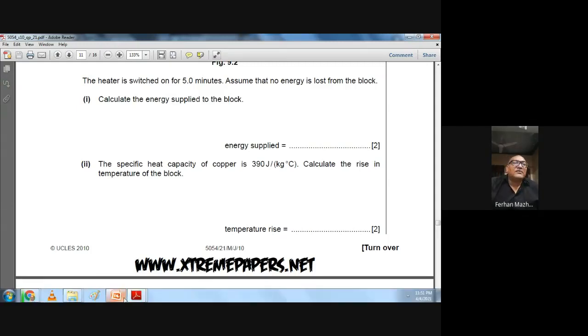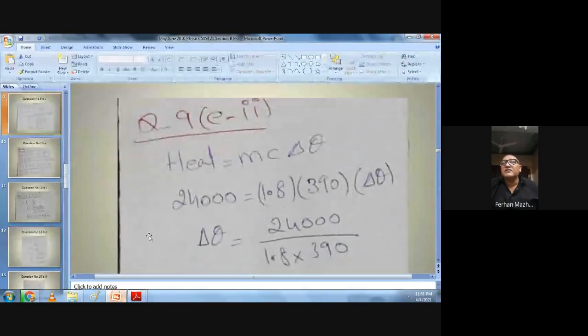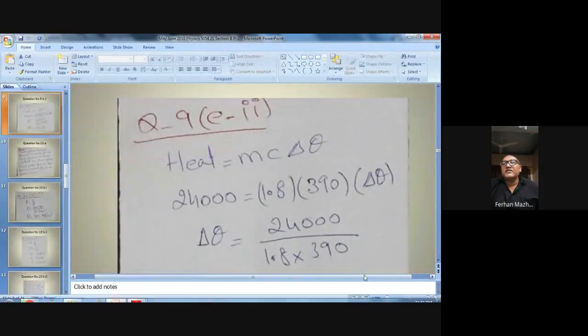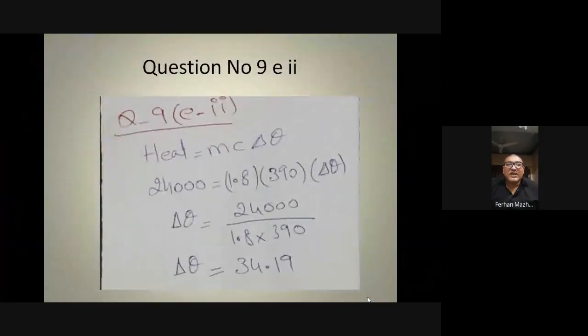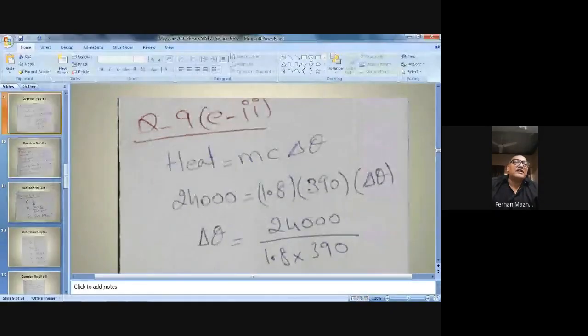So let me show you my work, and here we come. Let me increase the size. So heat is equal to mc delta theta. Heat is 24,000. m is 1.8 kg. And the c value is 390. Delta theta is the question, so I will make delta theta the subject of the formula. On your calculator, write 24,000 divided by 1.8 divided by 390 equals, so the change in the temperature will be 34.19. So there will be a change of temperature of 34 degrees.